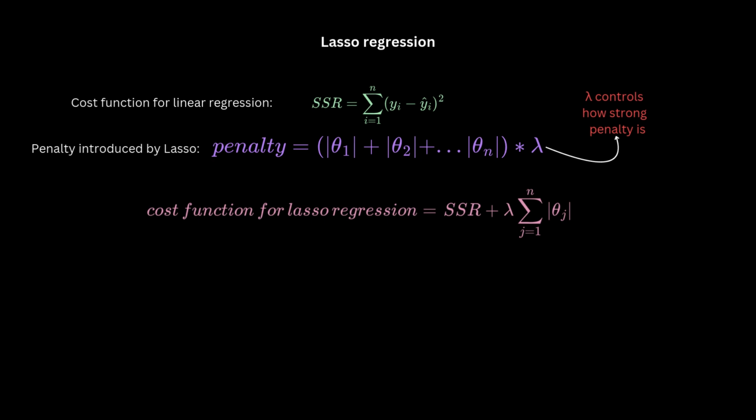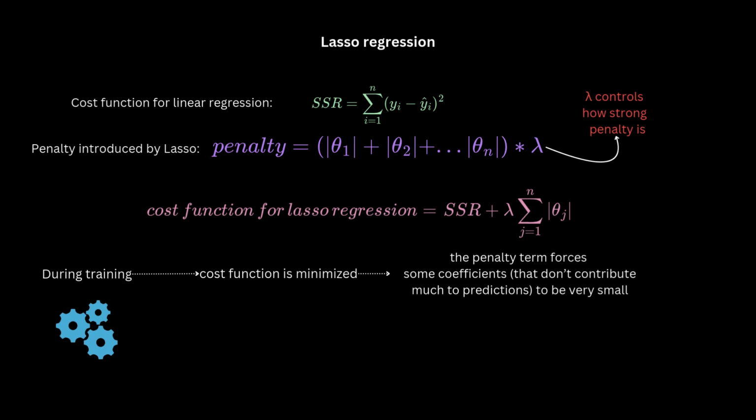The first term is the sum of squared residuals, which measures how well the model fits the data. The second term is our penalty term, which we just discussed. And lambda controls how strong this whole penalty is. So while training the machine learning model, it will try to reduce the cost function, and while doing so, the penalty term forces some coefficients to be very small, and for large enough lambda, the coefficients of less important features are shrunk to 0, effectively removing them from the model.